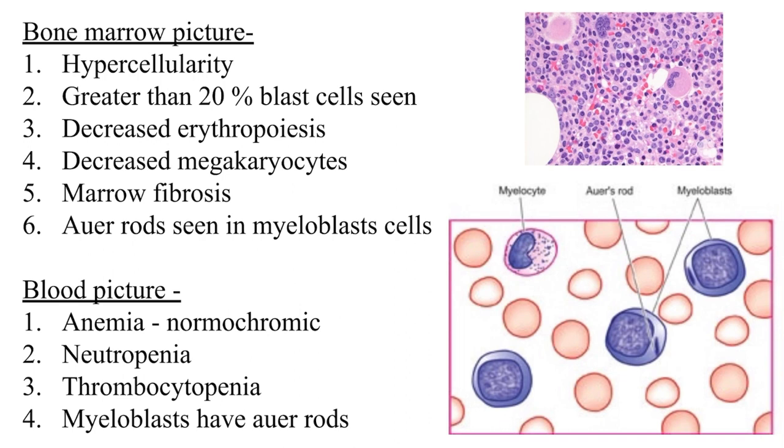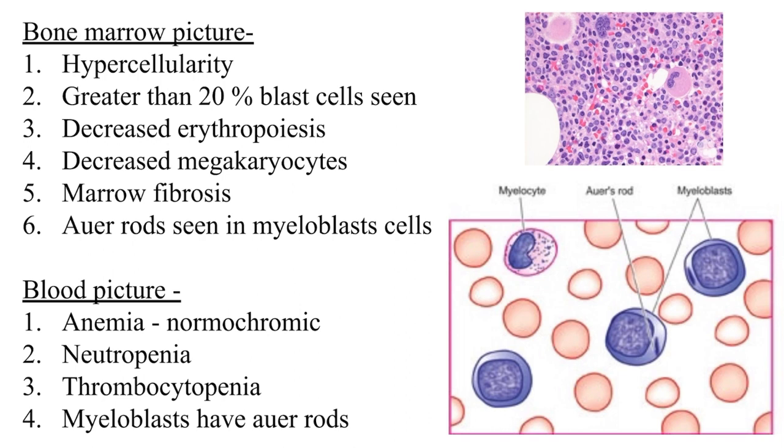Auer rods is a specific feature for AML. Remember it. So Auer rods are seen in case of myeloblast cells. In the beside picture you can see this myeloblast having a small rod-like structure towards the periphery. This is Auer rods. In the blood picture, anemia is seen, which is normochromic.